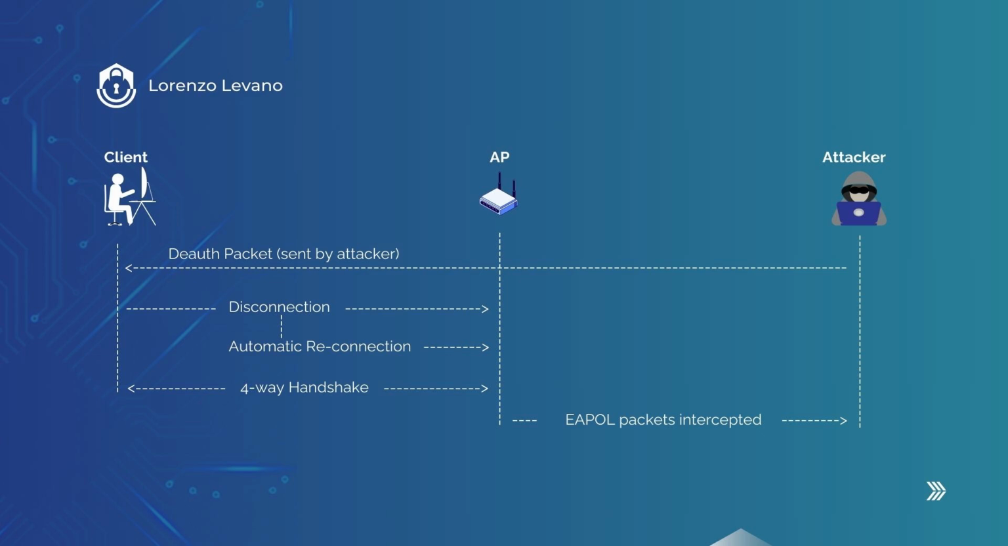And in the third step, during this handshake, a set of packets called EAPOL packets are exchanged, so the attacker, who is listening in monitor mode, intercepts these packets. These packets contain the encrypted credentials that are needed to authenticate the client. Once captured, the attacker can use a dictionary attack to try and crack the Wi-Fi password. And this is why it's crucial to use strong passwords and secure configurations on Wi-Fi networks.